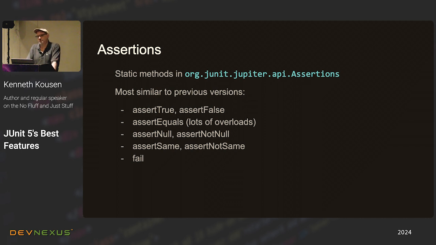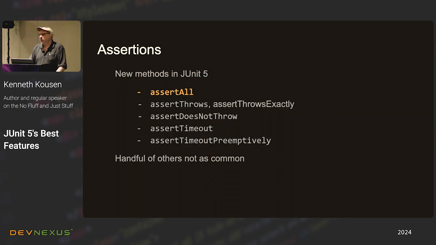So those, of course, behave the way you want, but what's different about these is your supplied error message used to come first in JUnit 4. Now it goes last. So you put in your expected value, the actual test, and then a message at the end if you want to. But I'm going to come back to that. Here's a few of the newer assertions that are available in JUnit 5.